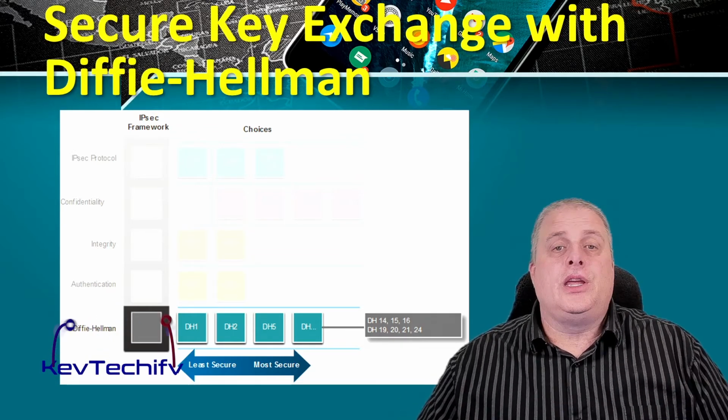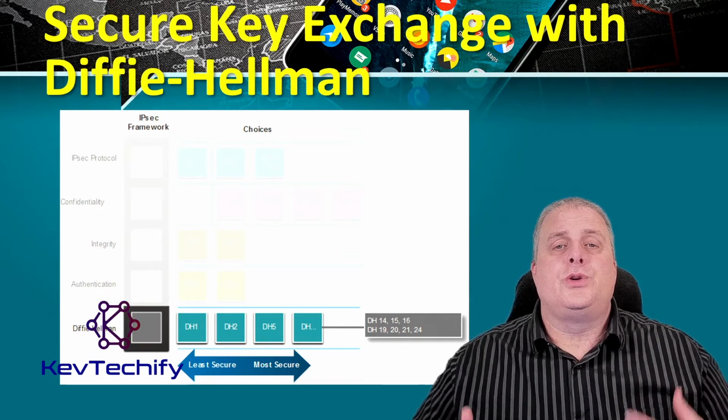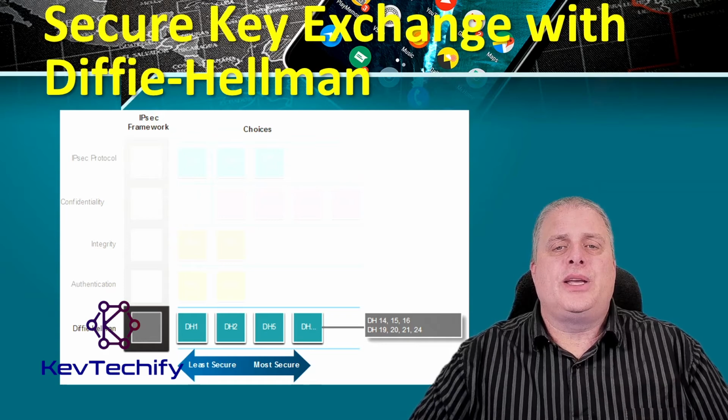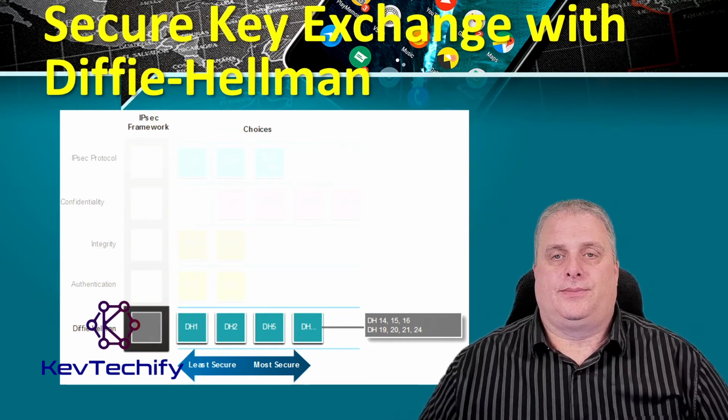Variations of Diffie-Hellman key exchange are specified as Diffie-Hellman groups. The Diffie-Hellman group you choose must be strong enough or have enough bits to protect the IPsec keys during negotiation.